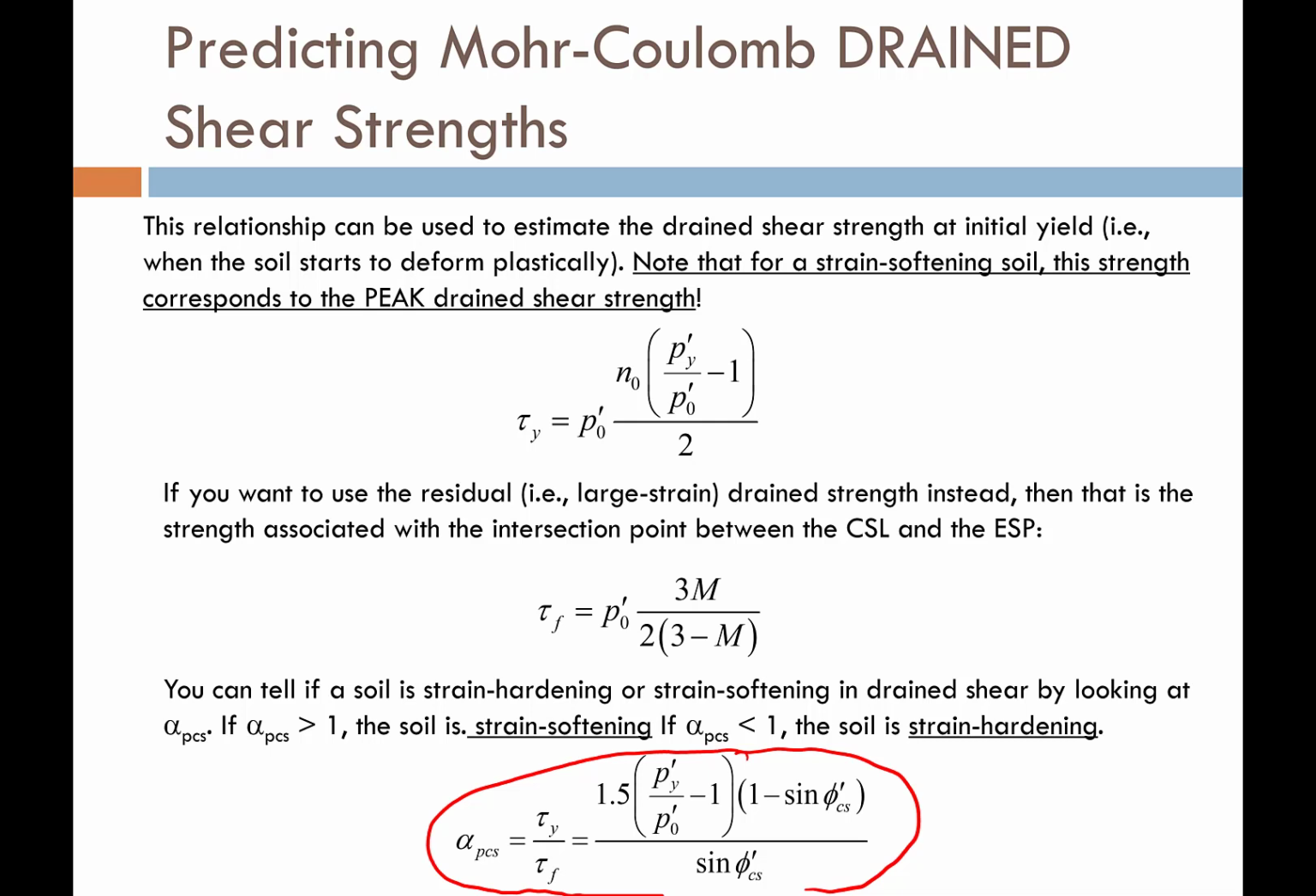It's called alpha PCS. And that's just the ratio of the yield strength to the residual strength. We just take these equations above and divide them by each other, and we come up with this relationship circled down here. And here's how it works. If alpha is greater than 1, then your soil is going to be strain softening, which means it's going to have a peak strength and a lower residual strength. If that difference is very, very large, then you might have a sensitive soil.